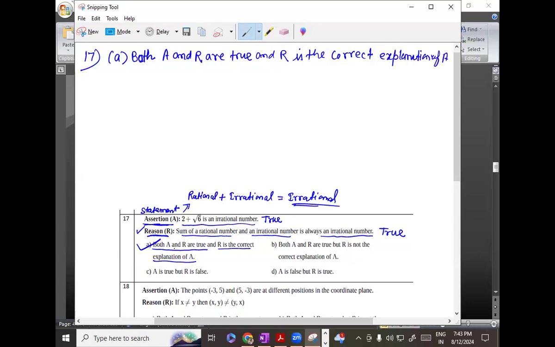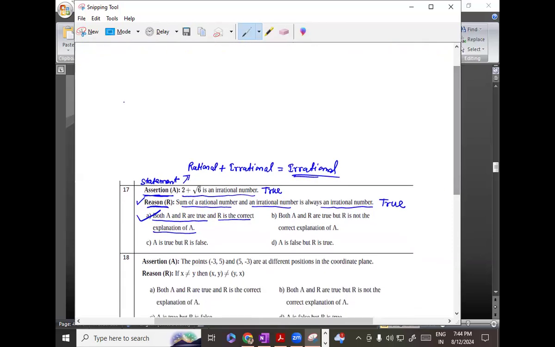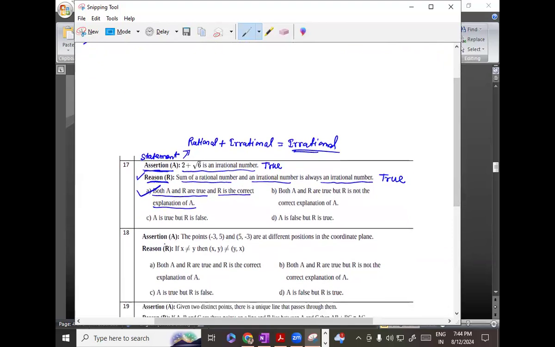Okay. Then tell me about the next question, 18. First of all, you read carefully. What statement is given? The points (-3, 5) and (5, -3) are different positions, yes? Yes, sir. This is true or not? True, sir. Sir, both assertion and reason are correct, and R is the correct explanation of A. It means in 18 also A is correct?